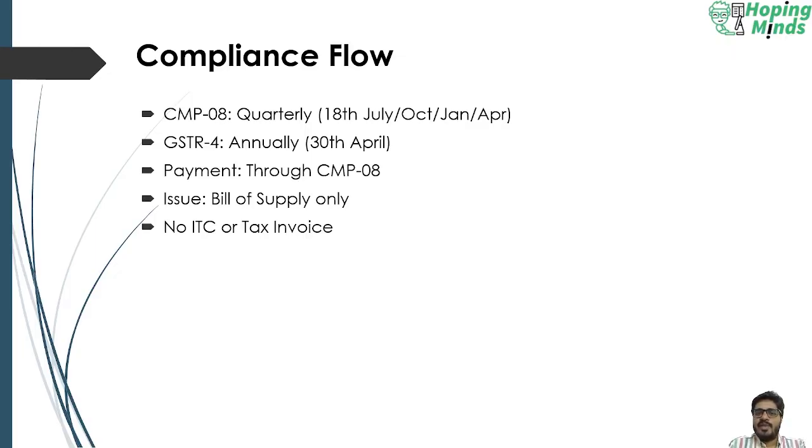Then issue bill of supply only. Tax invoices cannot be raised by composition dealers, and only bill of supply can be raised as no GST is charged in the invoice. Then no ITC or tax invoice. Again, the composition dealers cannot claim any input tax credits against their purchases.